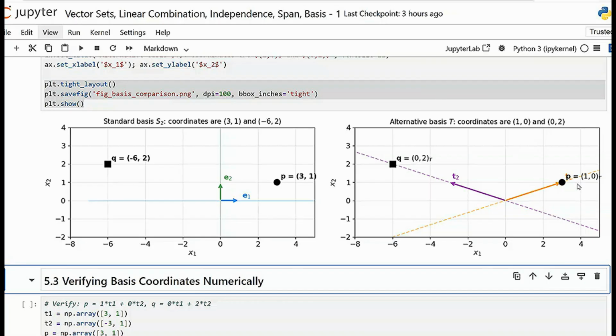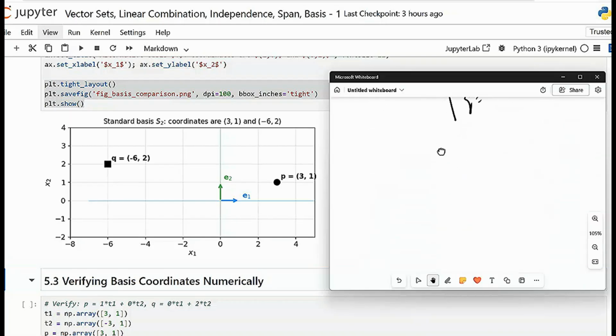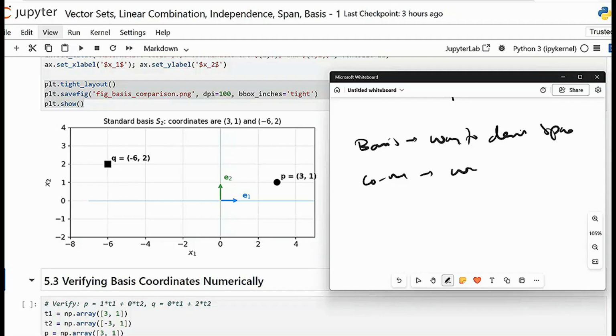So here, let me give you a small summarization. A basis is the way to describe the space. The coordinates are the weights in that basis. And last but not least, changing the basis is changing the perspective itself.